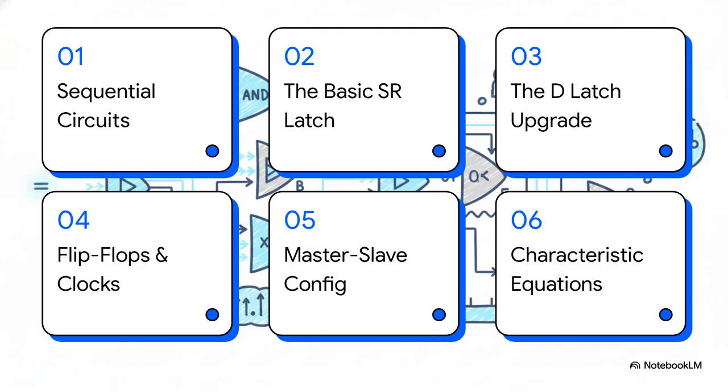Here's our roadmap for today. We'll meet the sequential circuit, build a basic SR latch, upgrade it to a D latch, dive into flip-flops and clock pulses, lock it down with the master-slave configuration, and wrap up with the characteristic equations. These concepts build directly on one another, so let's jump right in.